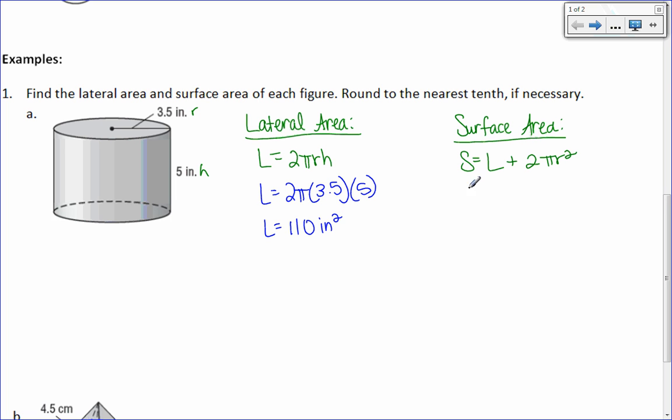Okay, let's do the same thing with surface area. So L we know is 110 plus 2 pi times the radius squared. Radius is 3.5. So 3.5 squared. And again, when we compute this, we want to round it to the nearest tenth. We can go ahead and do this separately if we want. 2 pi times 3.5 squared to the nearest tenth is 77. And then when we add these, it's a total of 187.